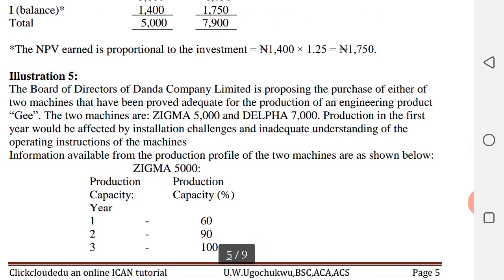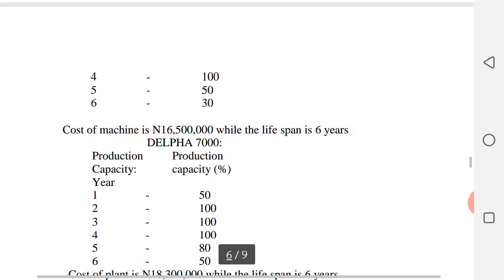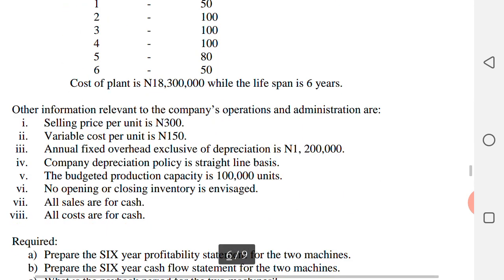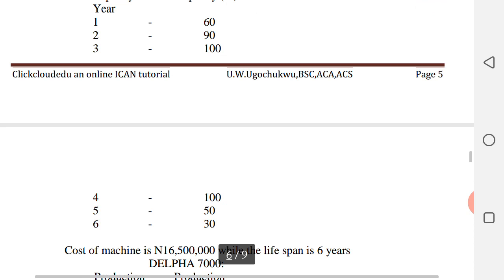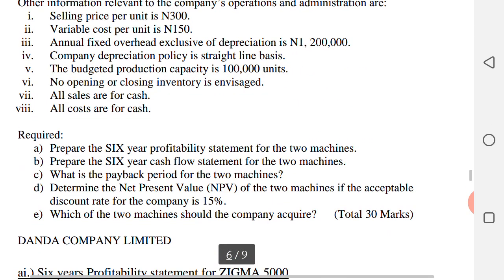Now let's look at this illustration. Illustration 5 is adapted from an ICAN past question. I will encourage us to read it very, very well, because time is not on our side.